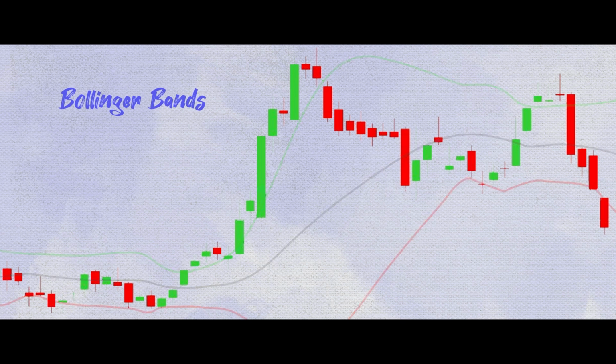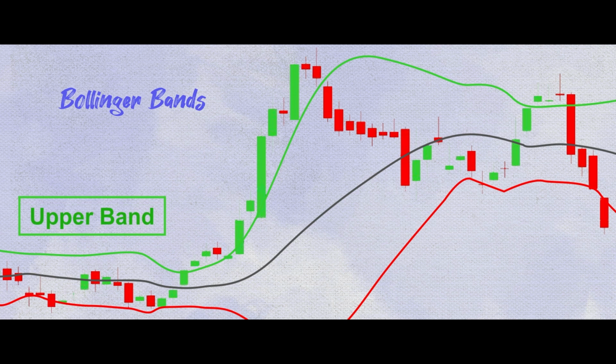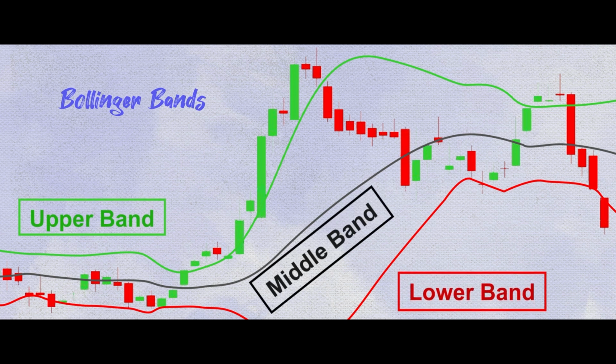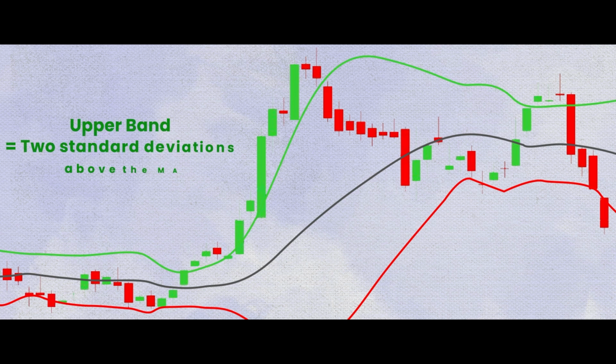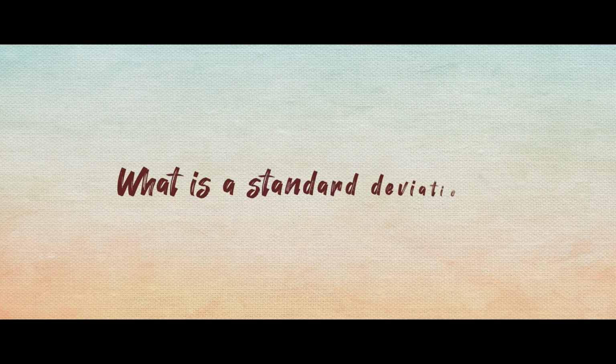Bollinger Bands consist of 3 lines: upper band, lower band and middle band. The middle band is also called the mean or moving average or MA, most commonly the 20-day moving average or 20 MA. The upper band is plotted 2 standard deviations above the 20 moving average, and the lower band is plotted 2 standard deviations below the 20 moving average. What is the standard deviation?